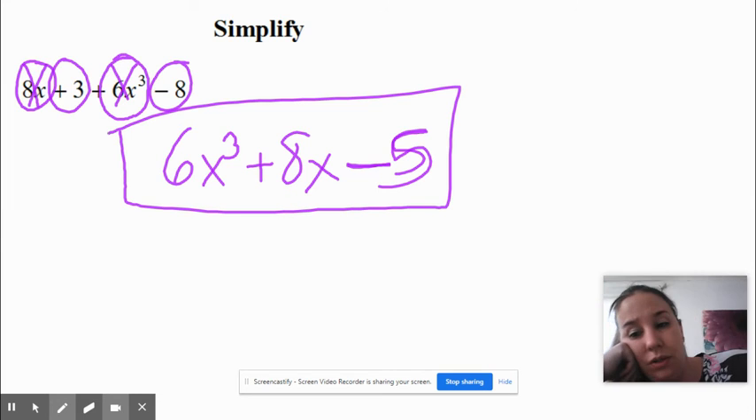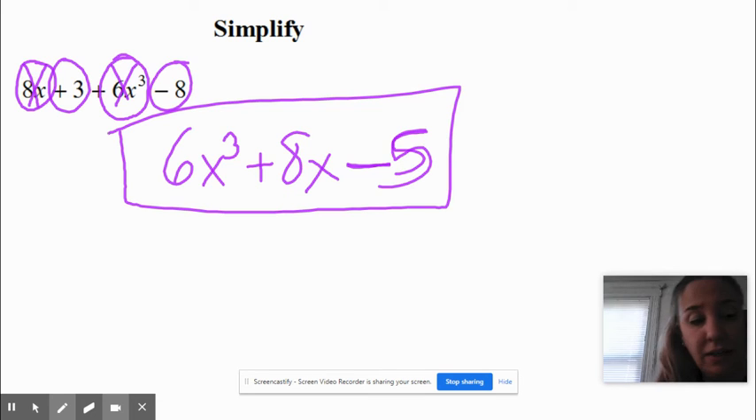It's also important, you want to list your new polynomial into what we call descending order, meaning you want to start with the biggest exponent and sort of work your way down. So let's take a look at another.